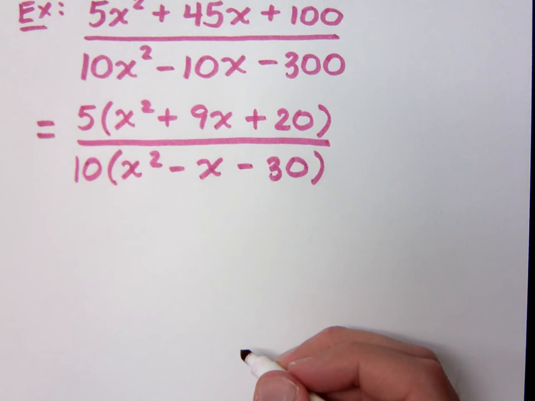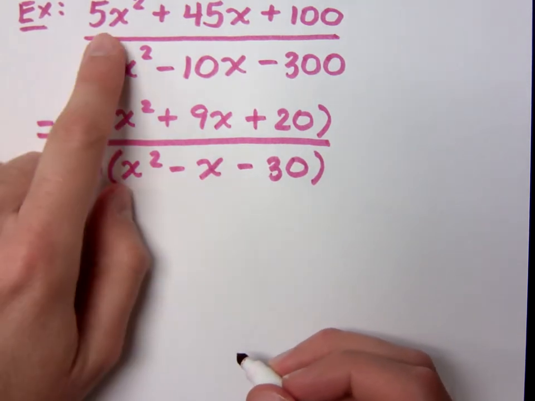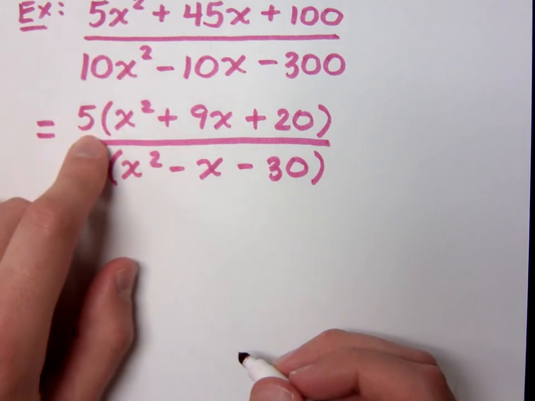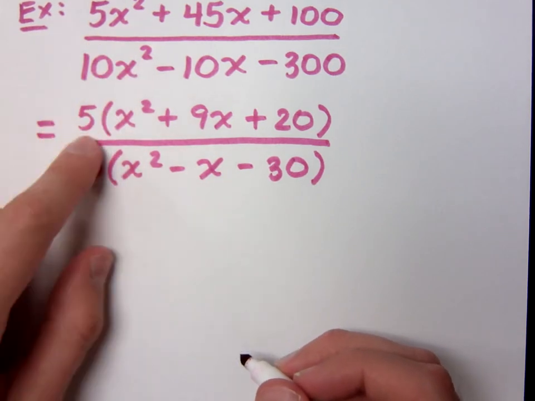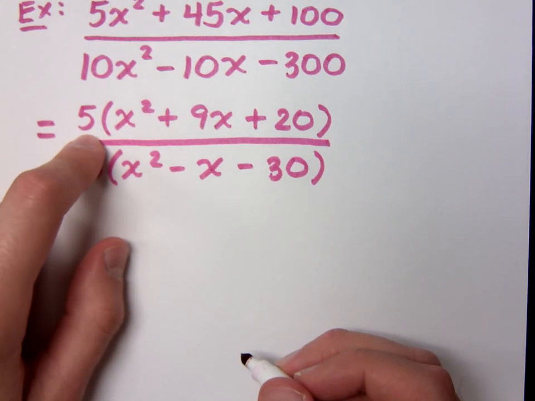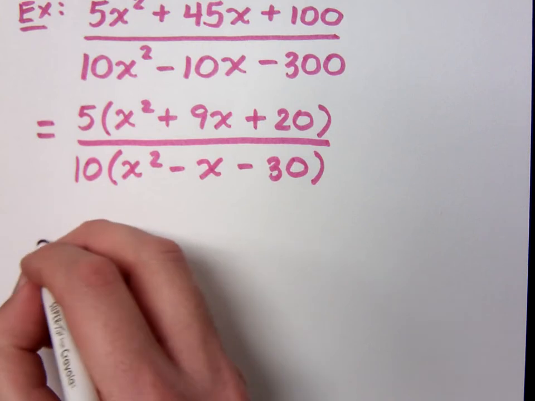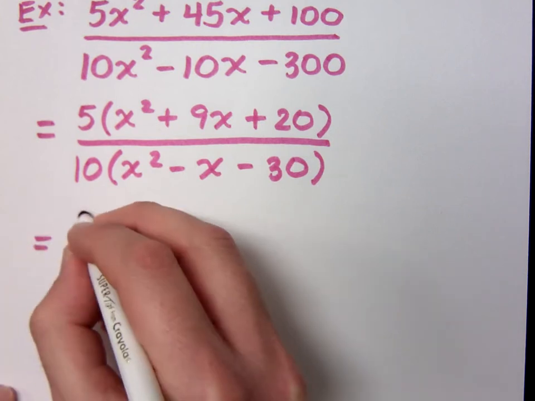Now that I've taken out the greatest common factor, I can look at the trinomial that's left. Now understand, just because you have a coefficient of x squared does not make that the greatest common factor. It is true in this case, but it is not always the case. So ye be warned. Now in the numerator, I still have the 5.